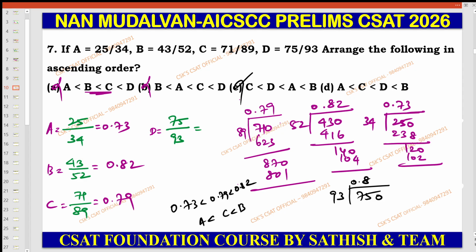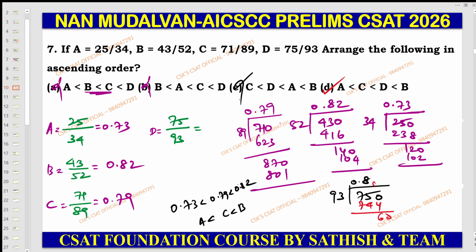Understood? Elimination technique will help you. That is why I am asking you to apply the basic school methods. In some cases you can apply the school method. Right, by elimination technique you can apply. Guys, understood? 744, 6 0 means 0. This is 0.80. Directly you do. Very good.